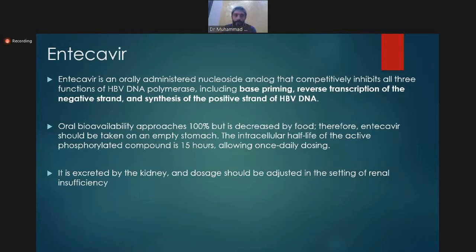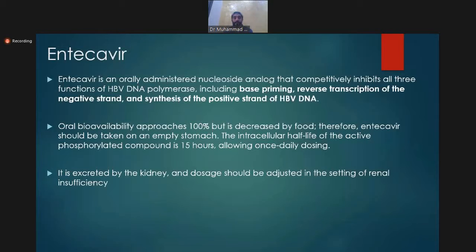Now moving on to Entecavir. Entecavir is an orally administered nucleoside analog. It competitively inhibits all three functions of hepatitis B virus DNA polymerase, including base priming, reverse transcription, and synthesis of positive strand of hepatitis B virus DNA.